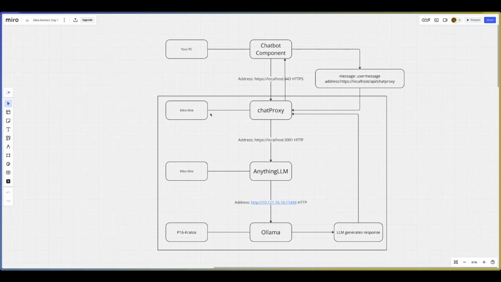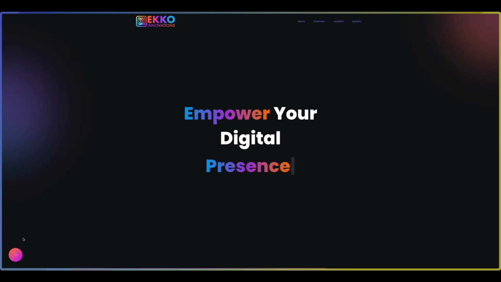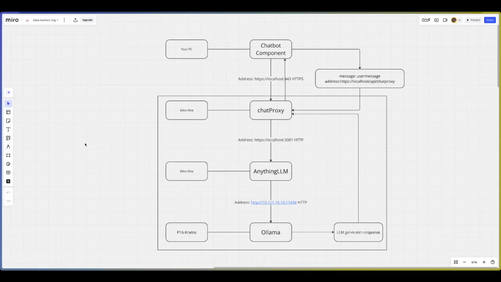So we start off here. As you can see, your PC, if you were to browse to echoinnovations.ai, which you're free to do, you can go try out Echo Resonance for yourself. If you were to hit the website, obviously you would be coming from your computer. Then from your computer, you would be making an API request to my chatbot component, which is this little thing right here. I'll walk you all through the code for this in a minute, but there's not really too much to note for this little section.